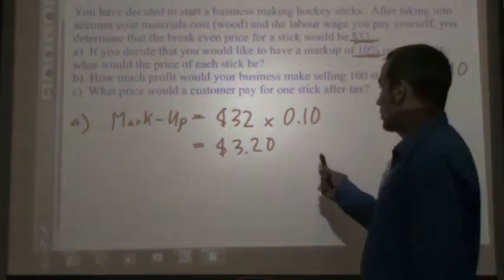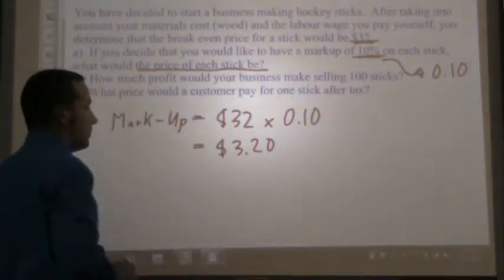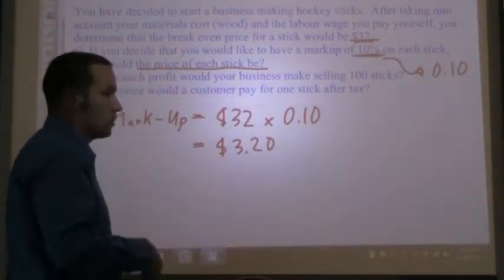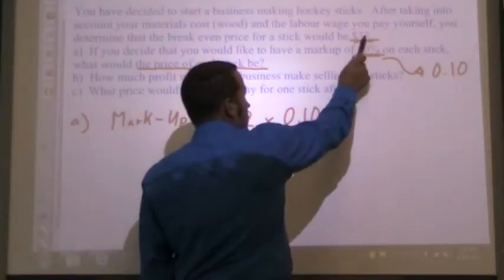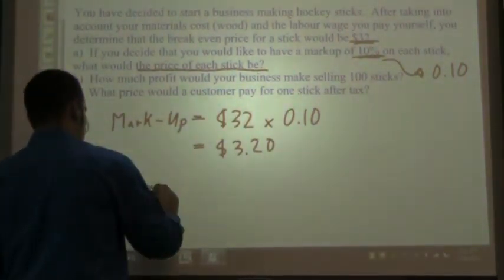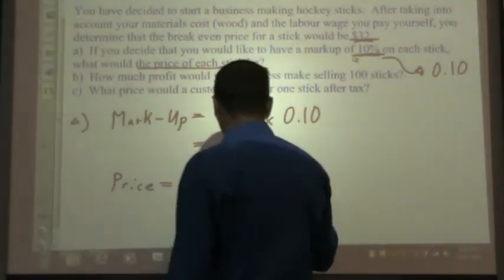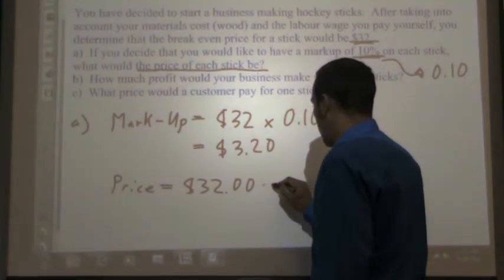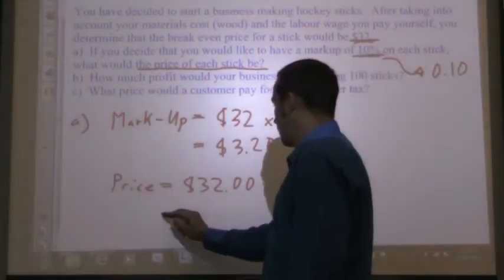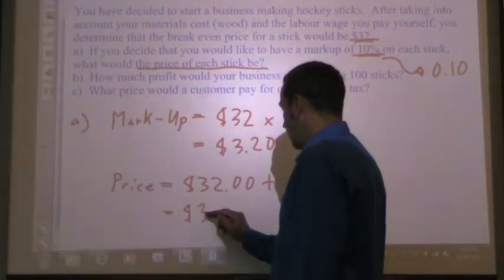Now that's not actually what the question asked. It asks you what would the price of each stick be. So I'm going to mark the stick up by $3.20 over and above what it cost me to make the stick. So then my price is going to be the original cost plus my markup, and I get that the total price is going to be $35.20.